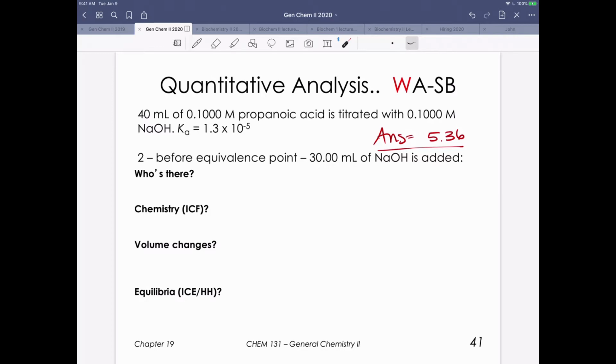And again, for your test, you're probably not likely to be given this piece of information letting you know that it's before the equivalence point. But here, if you know that there's 30 milliliters that have been added, and we know the concentrations of these two are the same, we can tell that we haven't yet added enough sodium hydroxide to neutralize all of the propanoic acid that we have, so we must be before the equivalence point. So the answer that you should get in terms of what's the pH of this solution is 5.36.